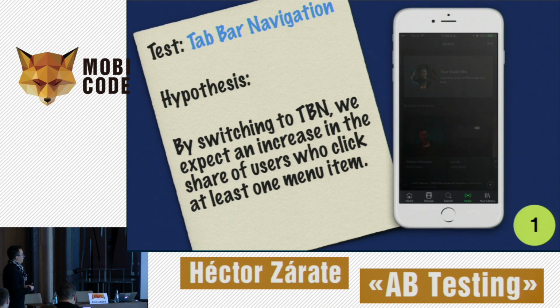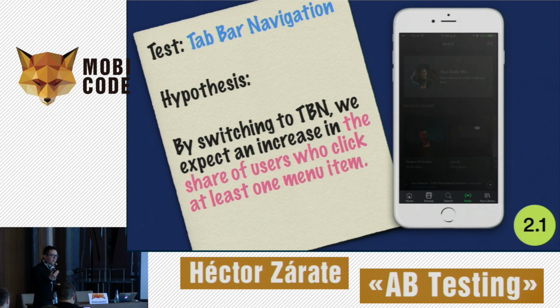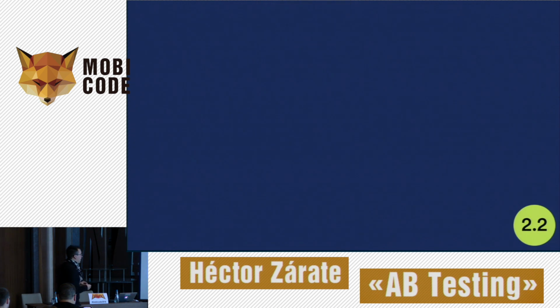So by switching to tab bar navigation, we expect an increase in the share of users who click at least one menu item. Basically what this says is that we expect users to click more in the tab bar navigation menu. So they see the icons, they explore them more than the hamburger menu. Then step 2.1 of this framework is that you have a target metric. Our target metric is right here in the hypothesis, the share of users who click at least one menu item. And then how long do we run this test?